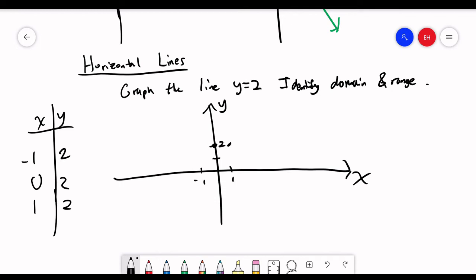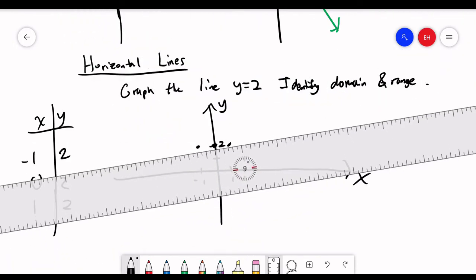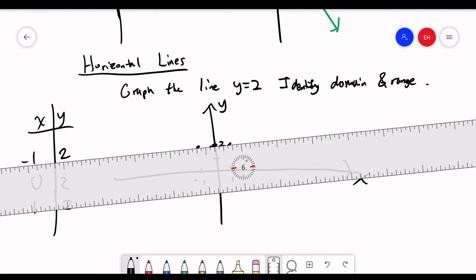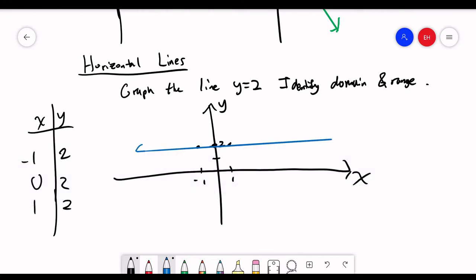So if we put some of those points on the graph, 0, 2, 1, 2, negative 1, 2, we see that if we connect those dots, it's going to be a horizontal line, and that's why the horizontal line is y equals some number. It's just going to be a horizontal line at that number.